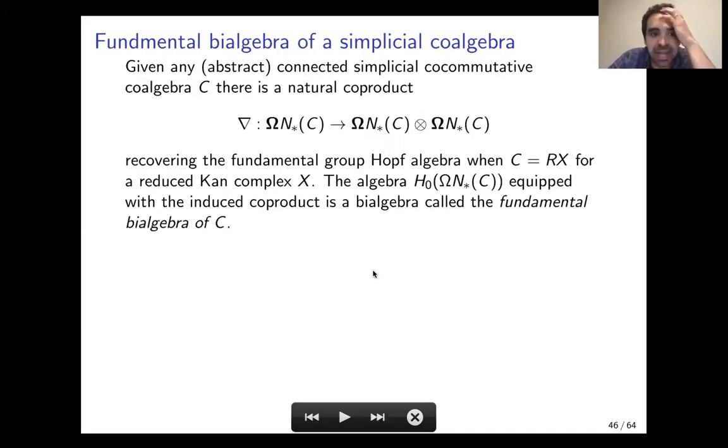So the idea is that given any connected simplicial cocommutative coalgebra, which might not come from a space, you can still define this coproduct on the Khobar construction of the chains of that coalgebra. And that tells us that we can associate to any simplicial coalgebra some kind of bialgebra, which plays the role of the fundamental group ring, which is essentially the zeroth homology of the Khobar construction of the chains in C.